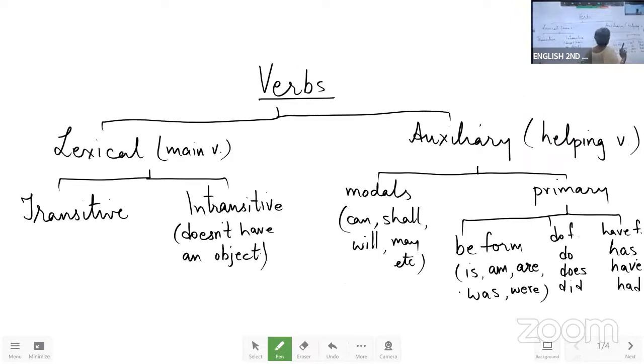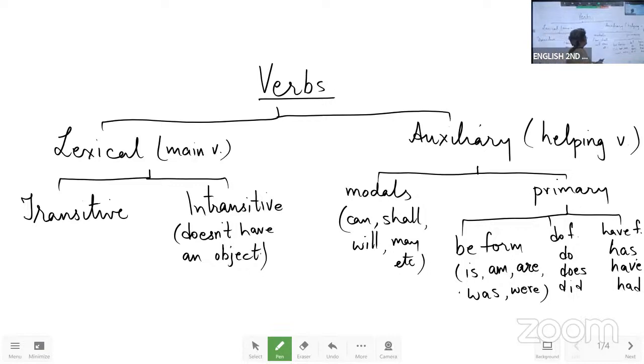So once again, I'll go back and explain it once again, especially the verbs, children. Please keep in mind, verbs are not just action words. There is more to it than just action words. Verbs are of two kinds. They are lexical as well as auxiliary. Lexical are transitive and intransitive. Intransitive means it does not have an object. A transitive sentence has an object.